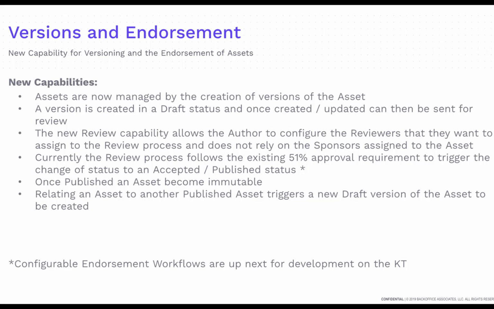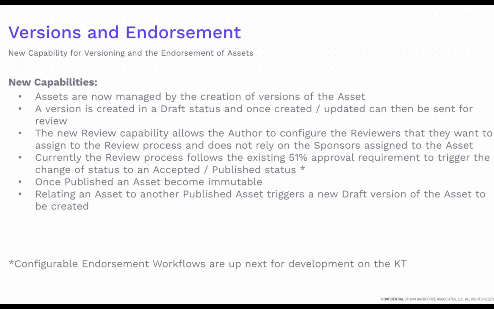So we're moving assets now from that change history. So rather than having a single version of an asset, we are now moving to actually manage by version. And what we have now is the ability to create an asset. It creates a new draft version of that asset. And then after it goes through that review process, it moves to a published status.